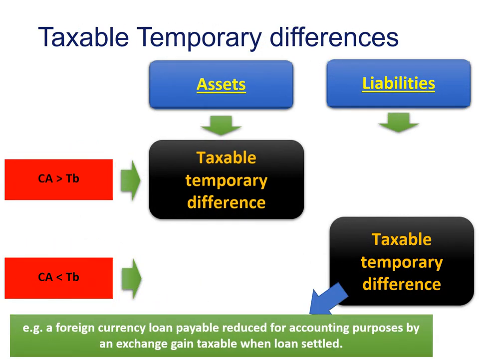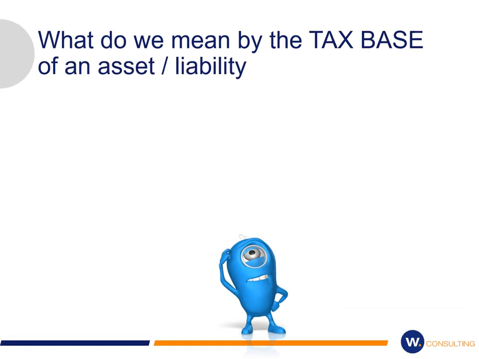In the case of a liability, for instance, a foreign currency loan payable is reduced for accounting purposes by an exchange gain, but the exchange gain is taxable when the loan is settled. So in this case, the foreign currency loan payable is a liability, as we know. In the instance that has been given as an example, for the carrying amount we've basically written it down faster. So we have a smaller amount from the carrying amount point of view, whereas the tax base you find is higher, and therefore we end up with a taxable temporary difference for this liability.